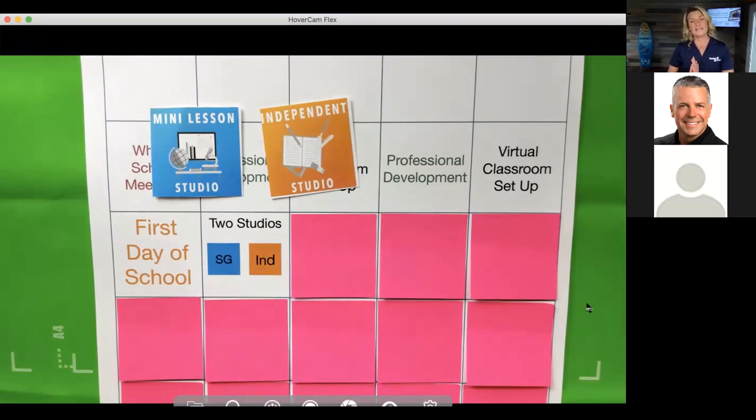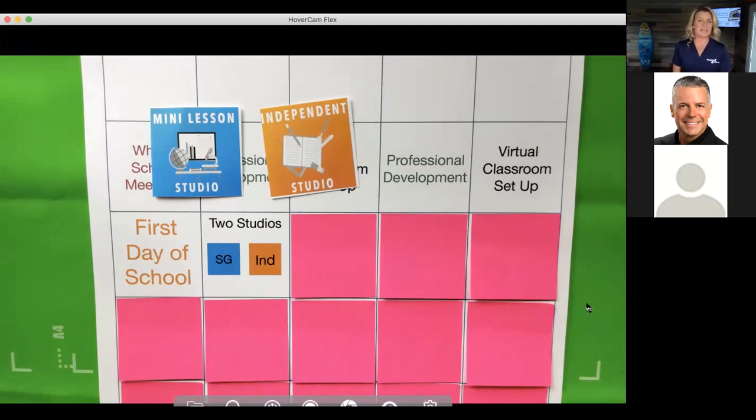Now, what does that mean later on? We're going to be adding more studios. So if I have a classroom of 24, 12 kids would be with me in my first group, 12 kids would be in my second group. But eventually, we're going to get lower numbers, okay?